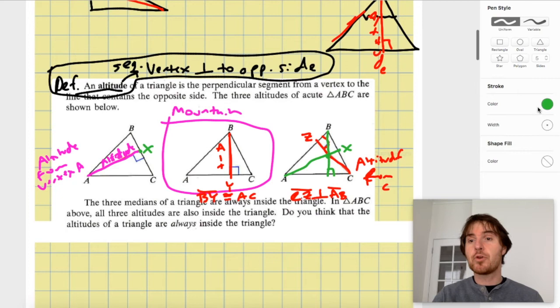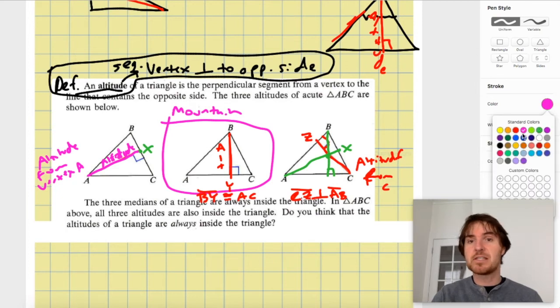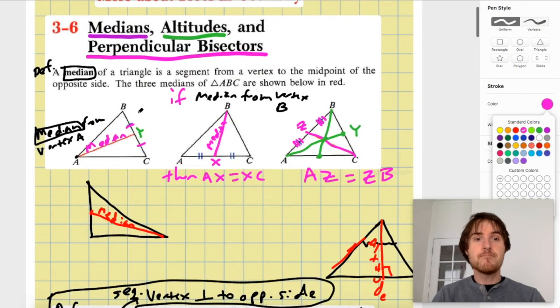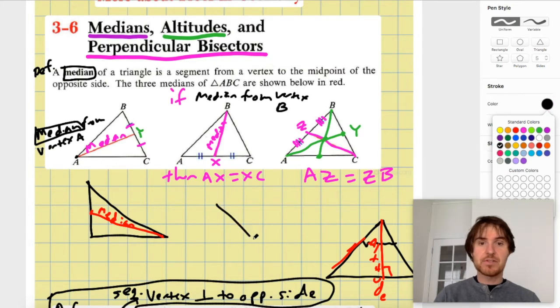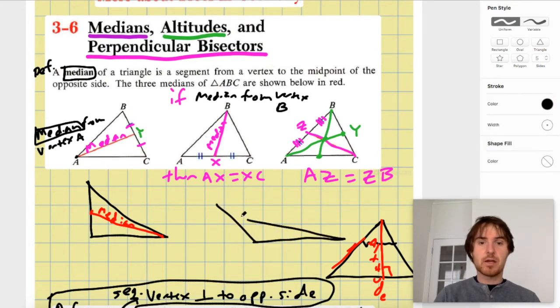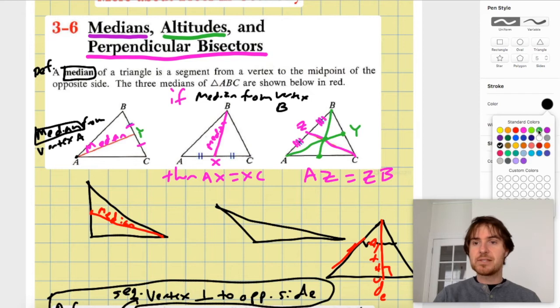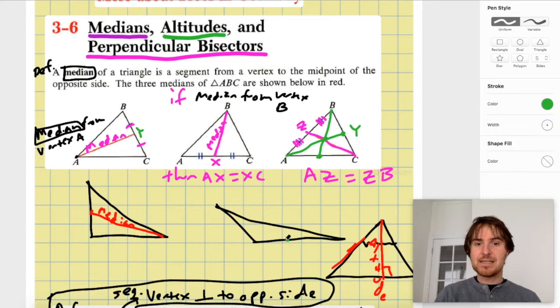Another quick question is a sort of difference here. Medians are always going to be inside the triangle. You draw from a vertex, and I'm getting ahead of ourselves here, but if I have a big obtuse triangle, my medians are always going to be in the middle of the triangle because I'm going to a midpoint that's inside the triangle. So I'm traveling inside the triangle for my medians.